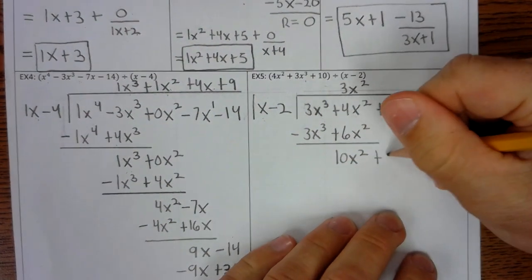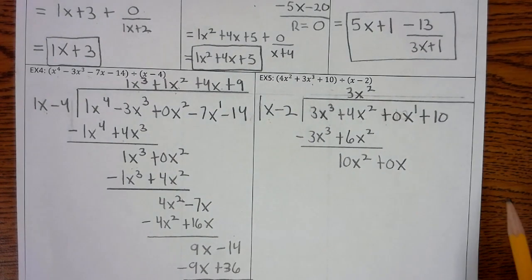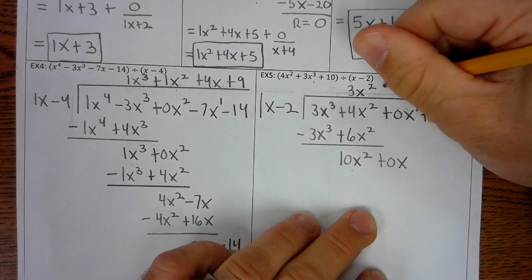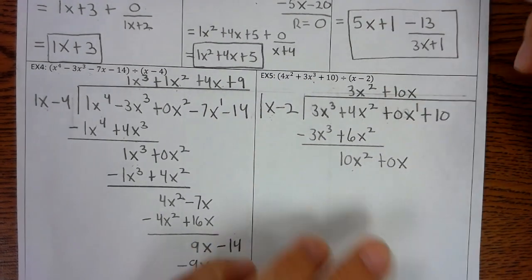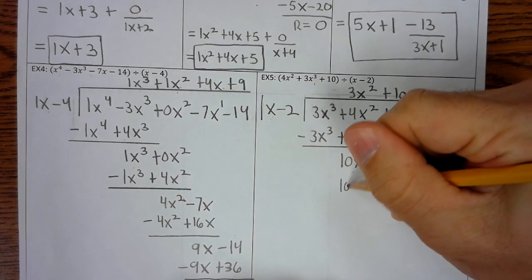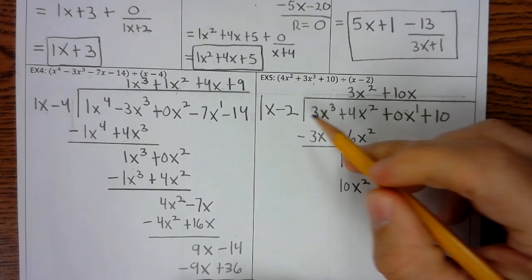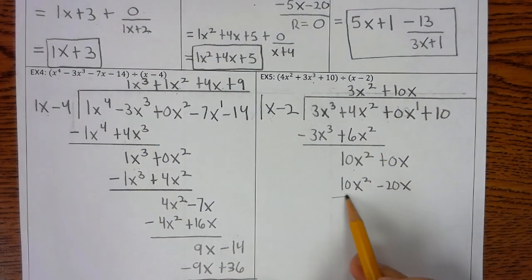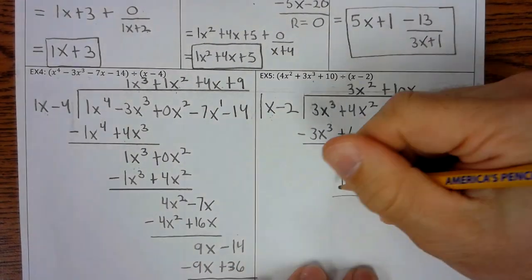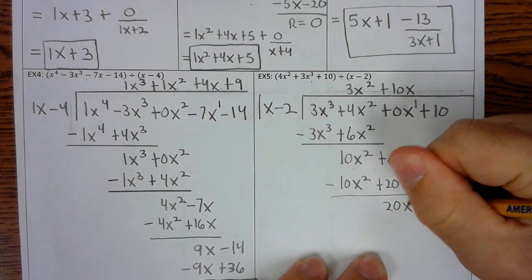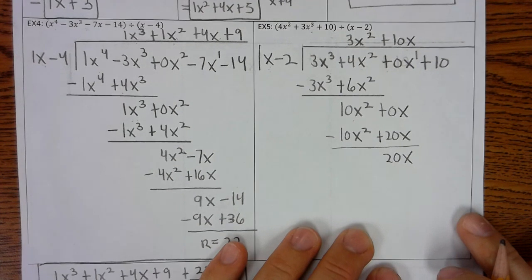Now we bring down the 0x. And we ask ourselves, what do you multiply 1x by to give you 10x squared? The answer to that is plus 10x. So now we multiply. 10x times 1x is 10x squared. 10x times negative 2 is a negative 20x. And we subtract. Those cancel, you're left with 20x. Bring down the plus 10.